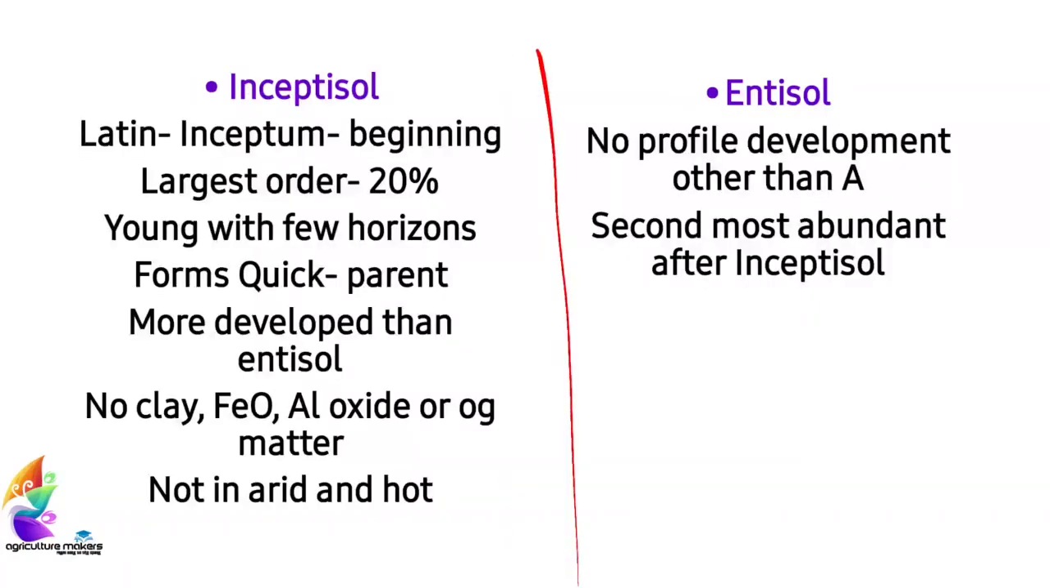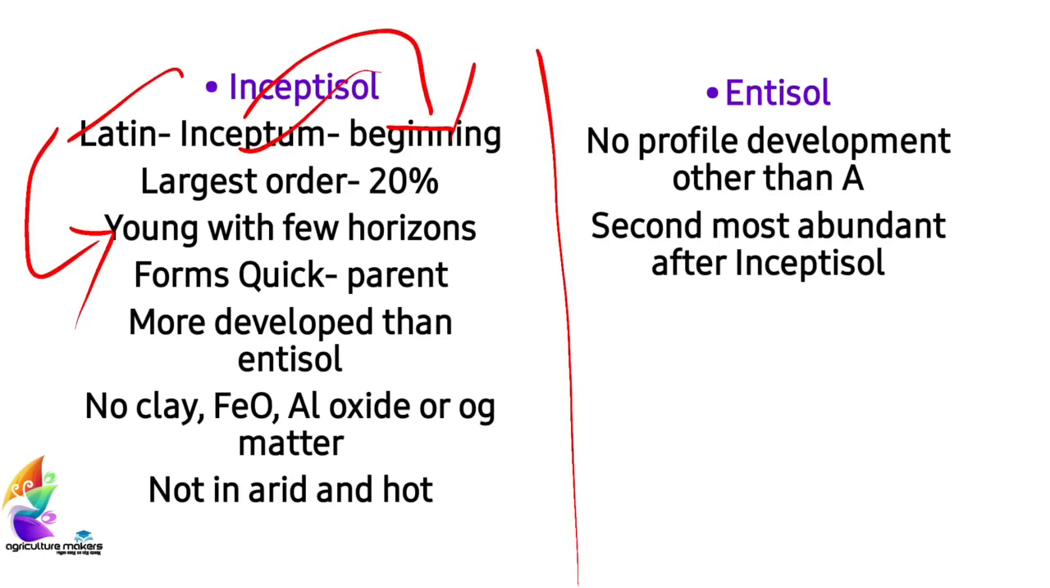The word inceptisol is derived from a Latin word inceptum. The meaning of this inceptum is beginning. It is named as beginning because it is young with only few horizons. That is, it is in the starting stage of development of horizons, so it is named as inceptisol.